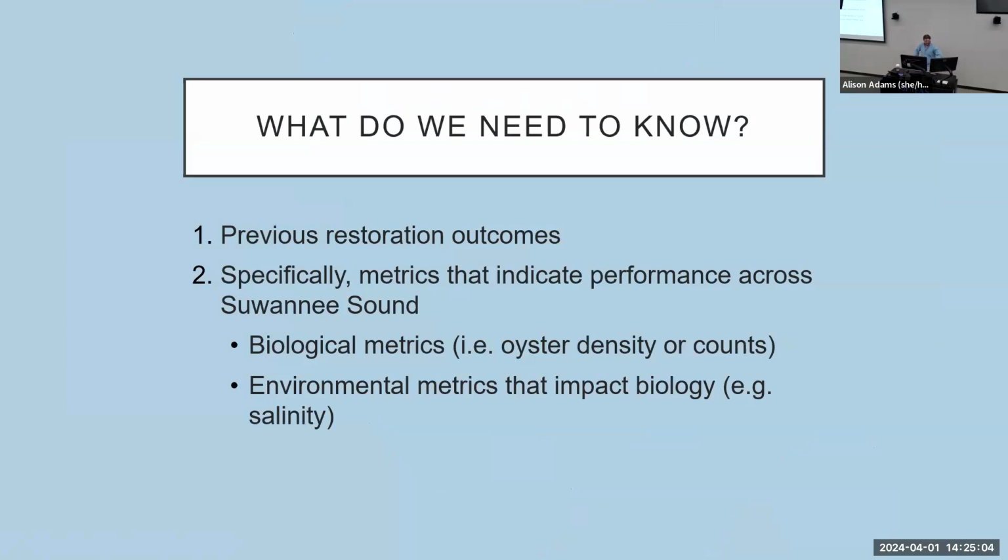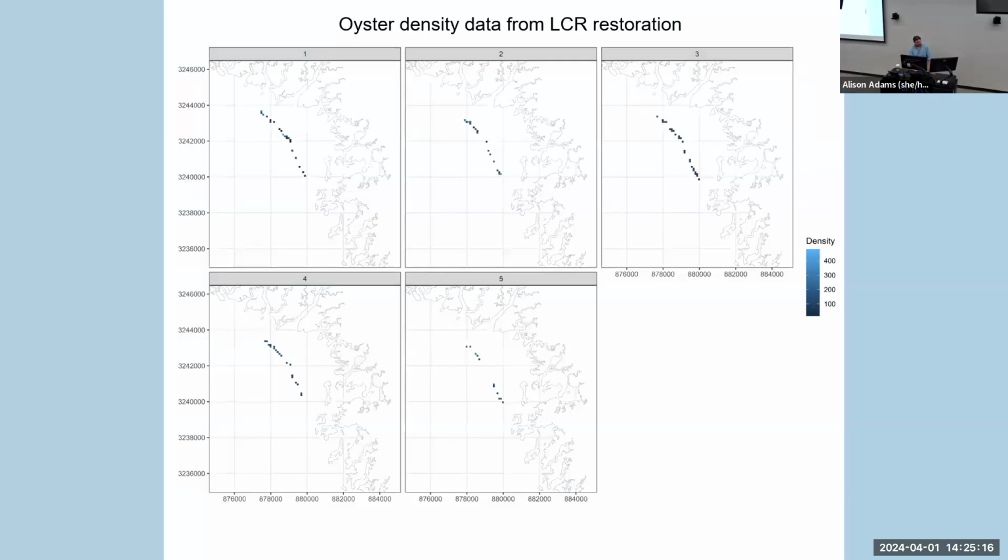Additionally, we need to know metrics that indicate performance across Swanee Sound: biological metrics such as oyster density or counts, as well as environmental metrics that could impact our biology, such as salinity in our case, as well as many others. Here's the oyster density from the Lone Cabbage Reef restoration. You can see 1, 2, 3, 4, 5 years post-restoration, the different sampling efforts within the area, showing that we do have information on oyster densities.